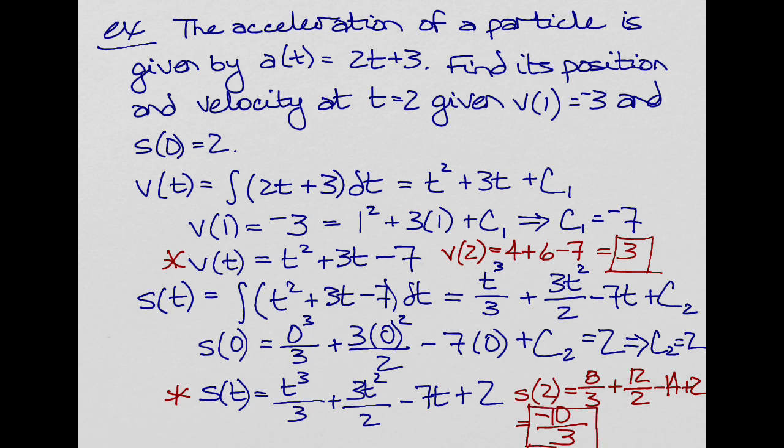So we found, just to recap, we found the velocity function. We found the particular velocity function by finding the value of the constant, and we evaluated it at 2. We found the position function by finding the antiderivative of the velocity function, evaluated it at 0 to satisfy the initial condition, found the value of the constant, and then to answer the question, evaluated at 2.